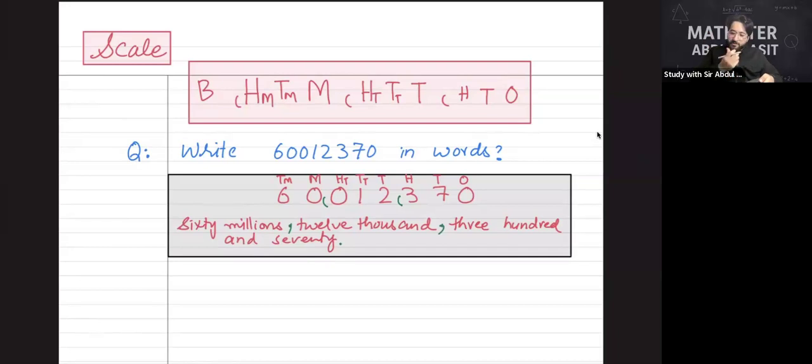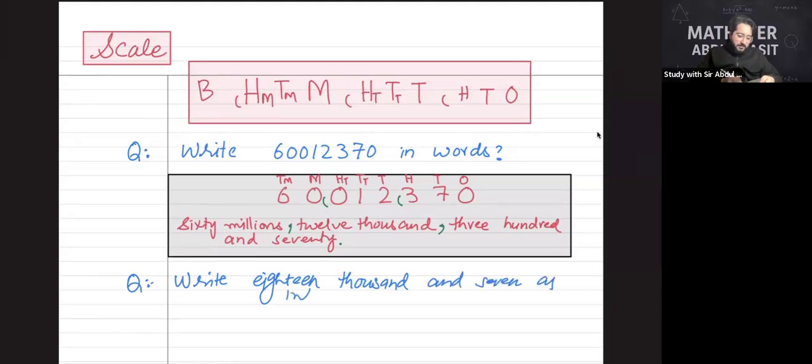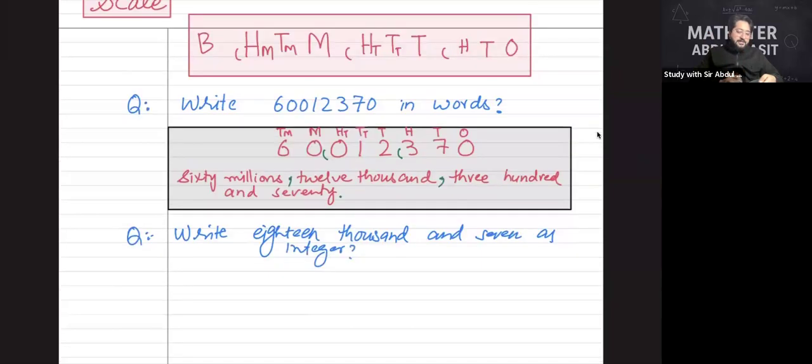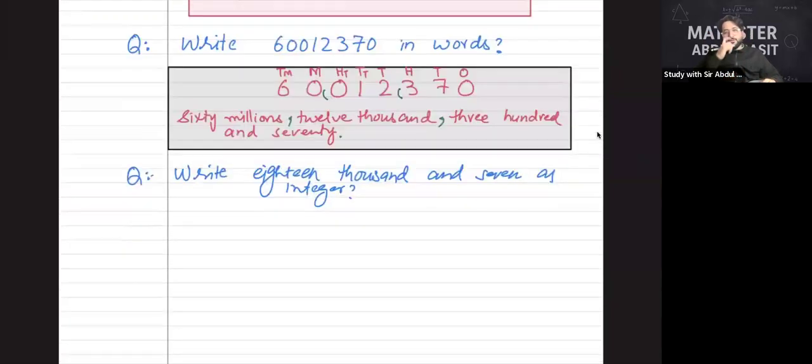The second style of the question can be: write 18,007 as an integer. Now you have the idea. Most of the students will make a mistake here. You have to write the scale till 10,000 because it's 18. So it's 18,000. 18 will come here, and then 7, so two zeros will come here, and that's the 7. That is your final answer.